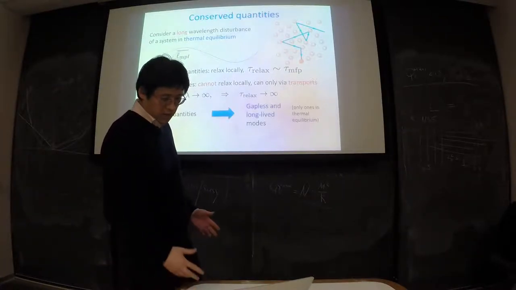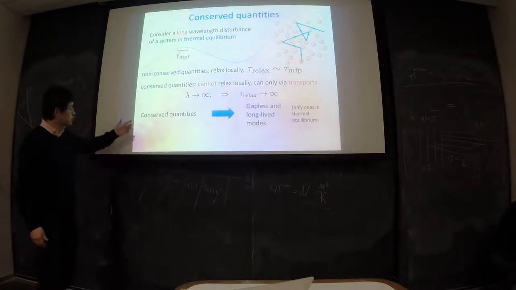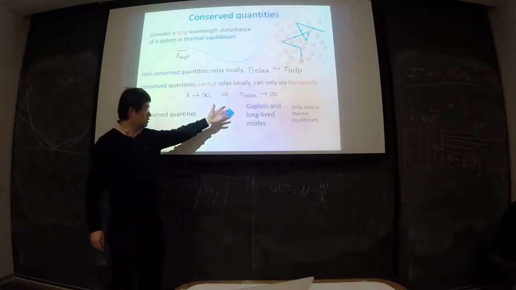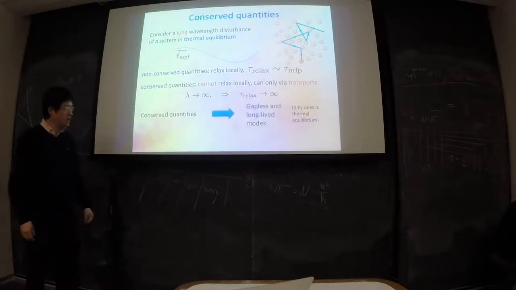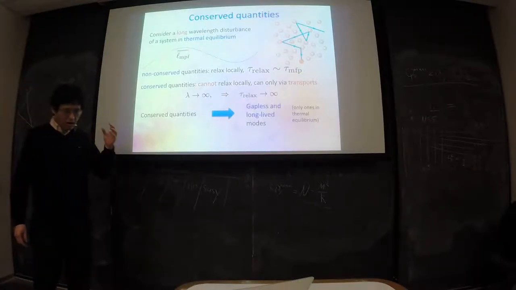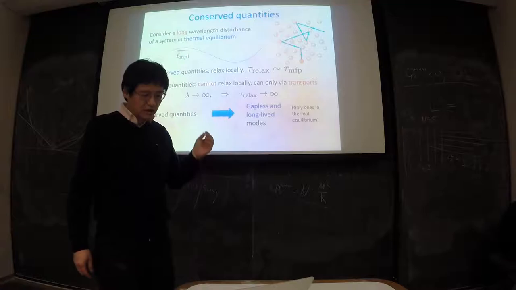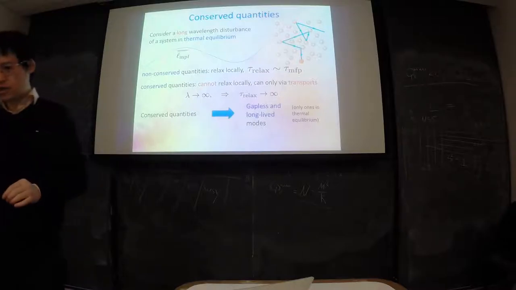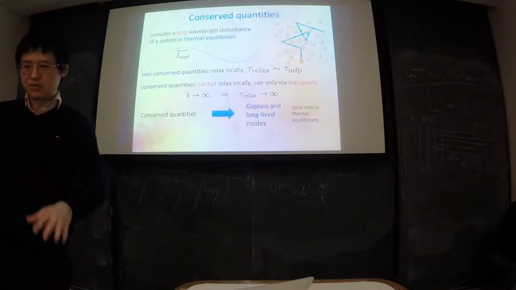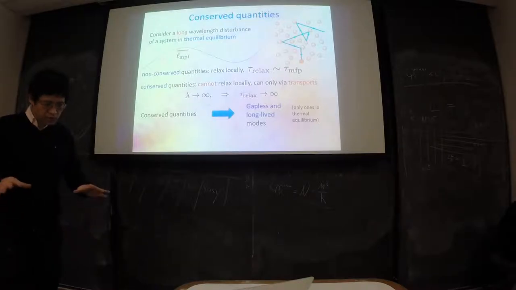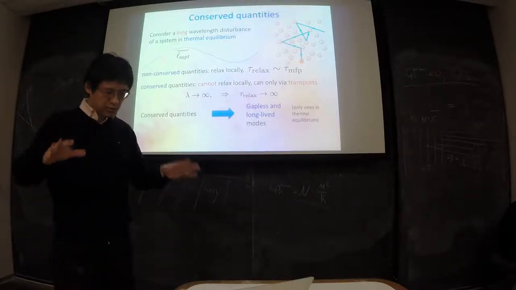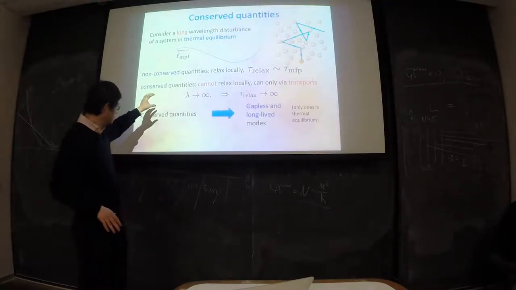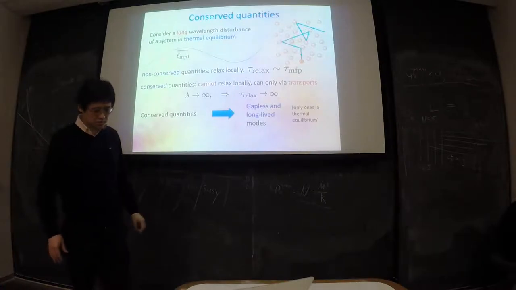And so that means if you have conserved quantities, that will necessarily lead to gapless, non-lifetime-limited modes, okay? And in the generic situation, these are the only such modes in thermal equilibrium. So even if you start with a CFT in the vacuum, you can have many gapless excitations. But when you go to finite temperature, to thermal equilibrium, the only gapless, long-lived modes that can exist are associated with the conserved quantities.